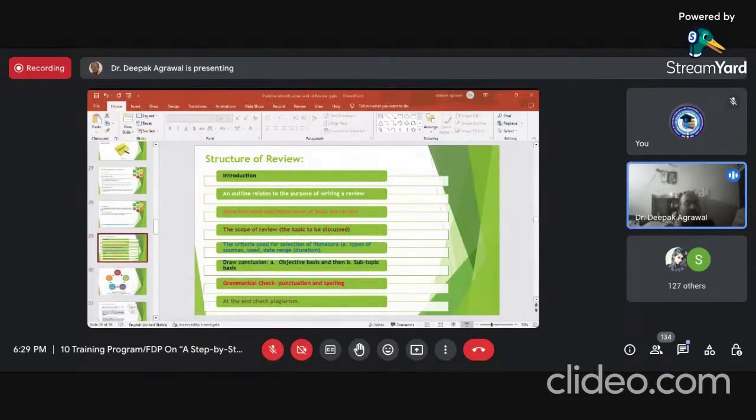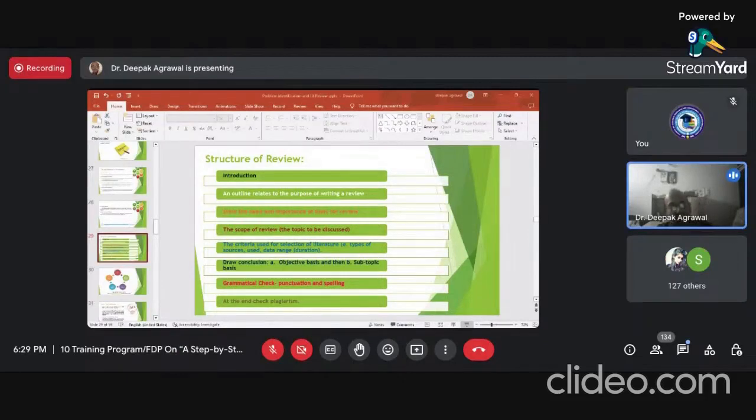Once you have done all of these things, once you are ready with your review, then go with the grammatical check. Once again, n number of software tools are available. You can put your content online and check it. In the case of free software, I cannot guarantee their authenticity. But if it is licensed software, then we have hope that your information will not be used by other people. So go with the grammatical check.